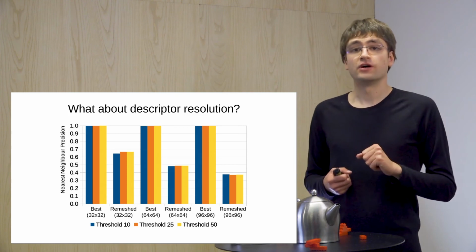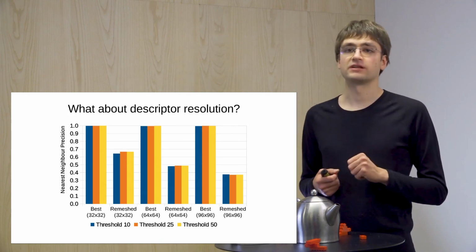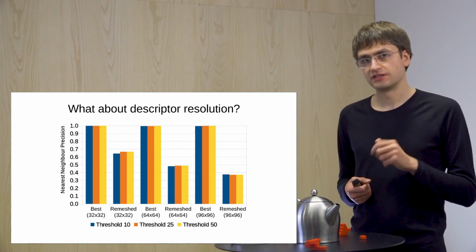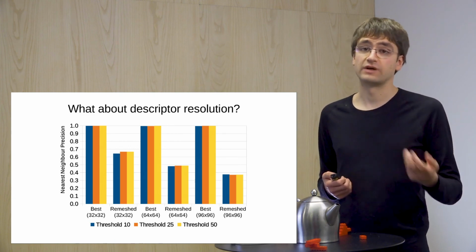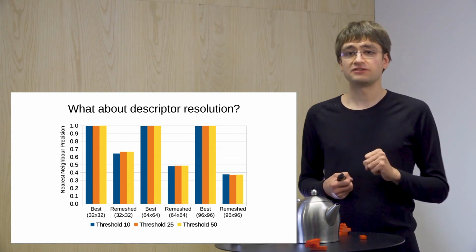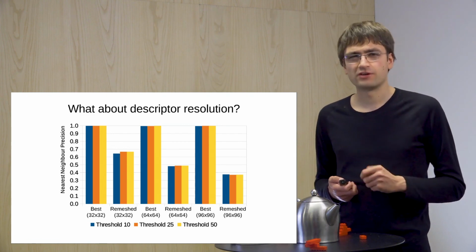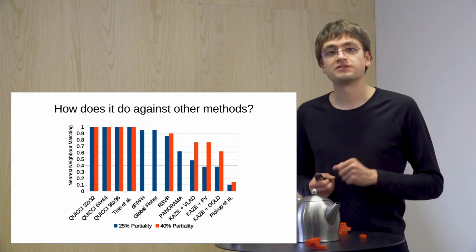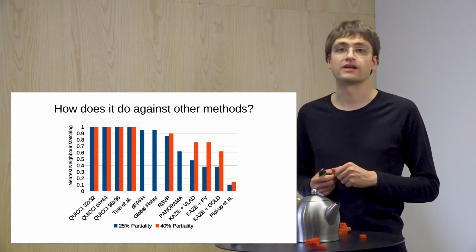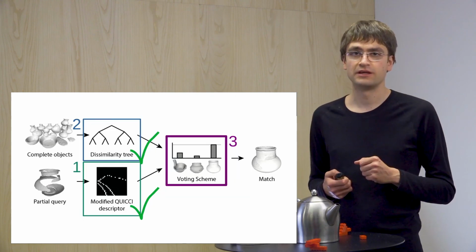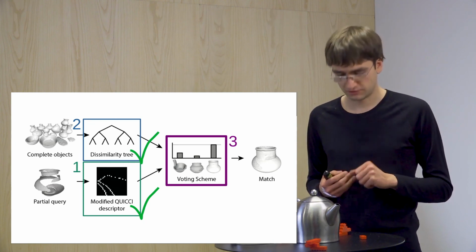As you can see, under optimal conditions, the method is able to identify partial objects nearly perfectly. Under more realistic conditions, lower resolution QUICCI descriptors, which by the way are also much faster, perform quite decently. Also, as you can see, the vote threshold doesn't really matter much, and you can get away with a very low number of them. Its performance in one part of the Strike 16 partial object retrieval benchmark is also very favorable relative to other methods. And there you go. That's the final component of our method for finding partial 3D objects such as teapots.